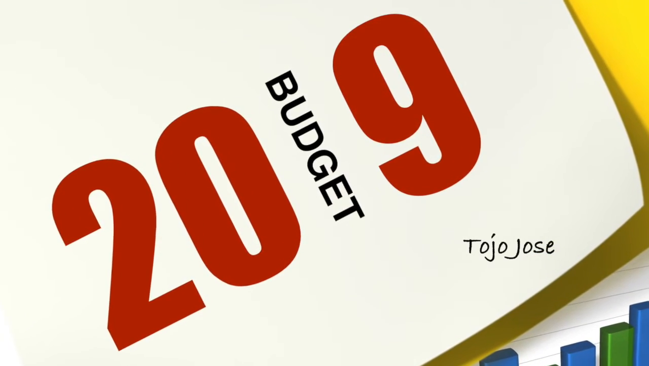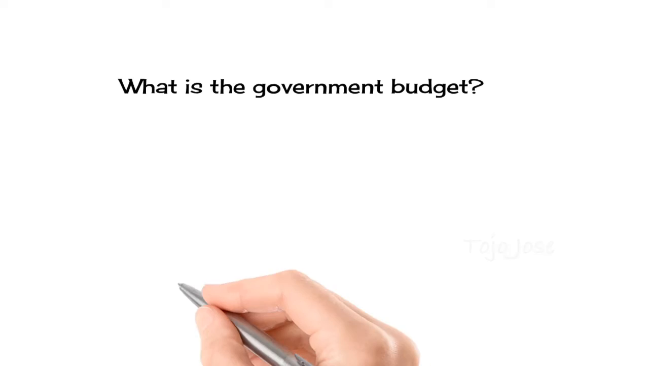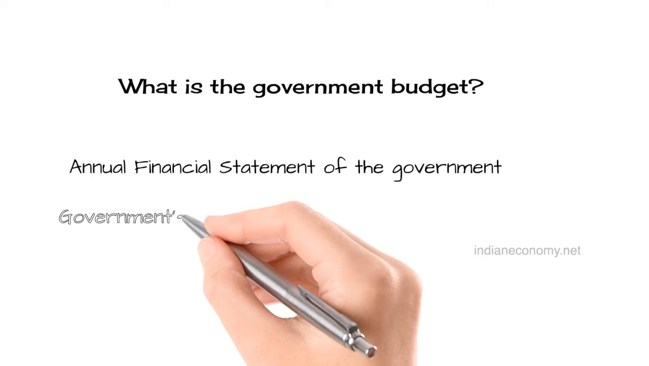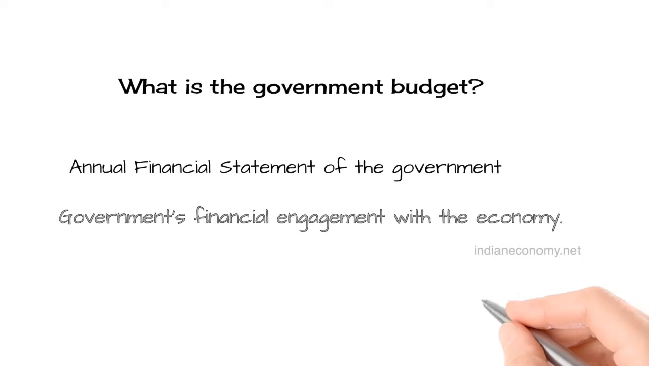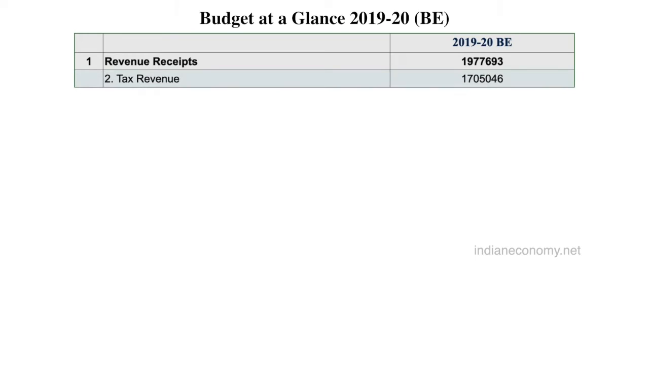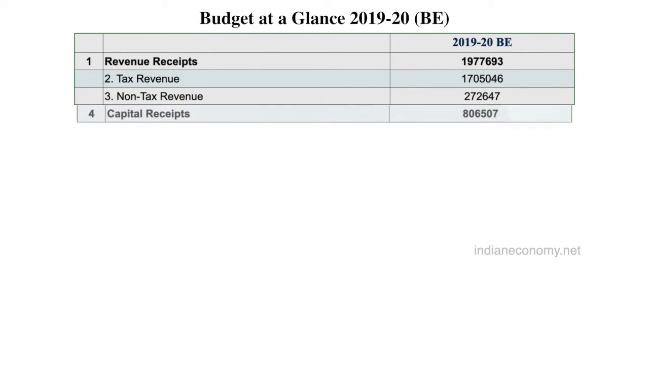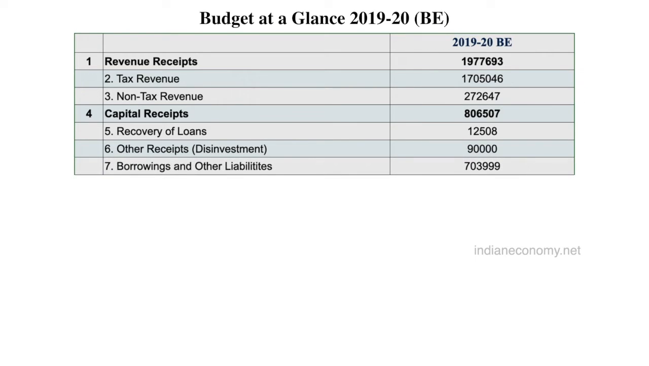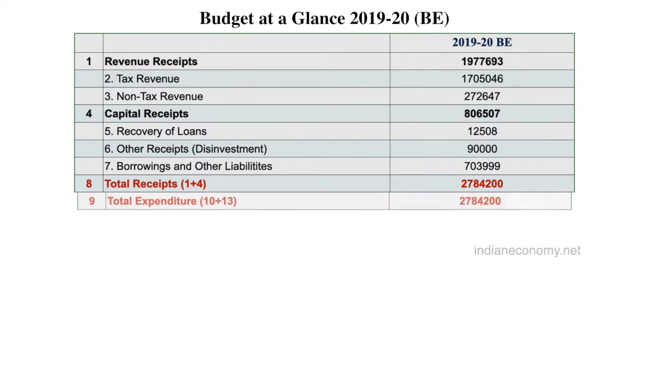The budget has different ingredients. As an annual financial statement of the government, the budget shows the government's financial engagement with the economy. What are the different ingredients of the government budget? It contains a lot of schemes and programs. It contains different policy statements and reform measures. But the most important part of the government budget is the expenditure and receipt statement.